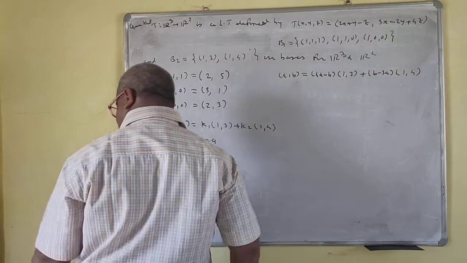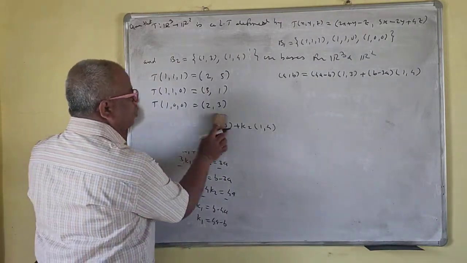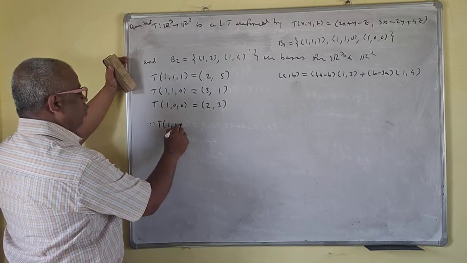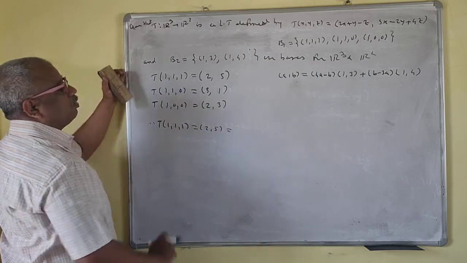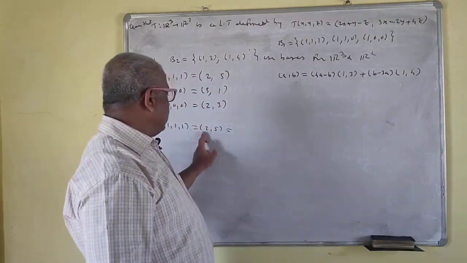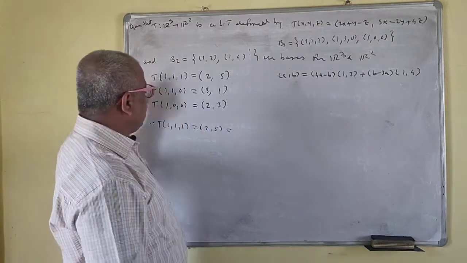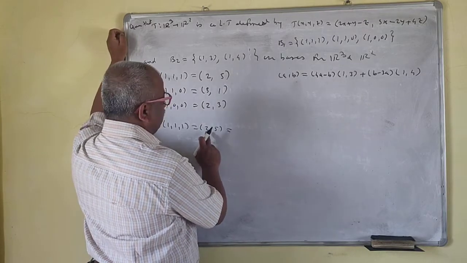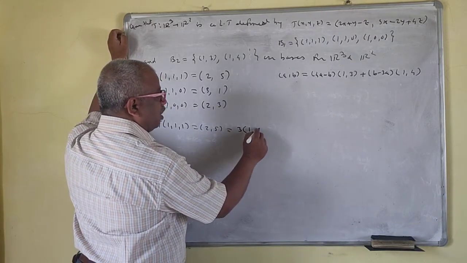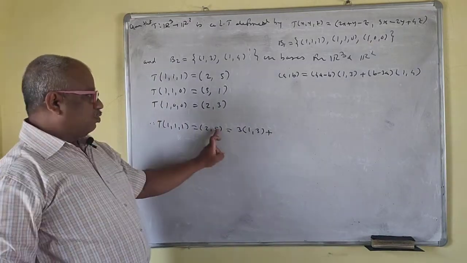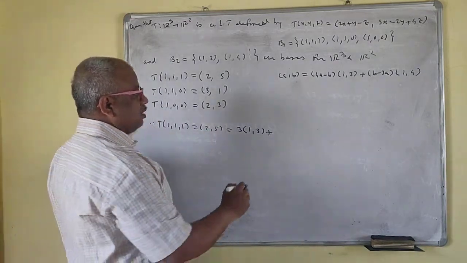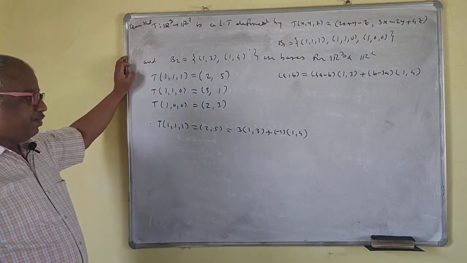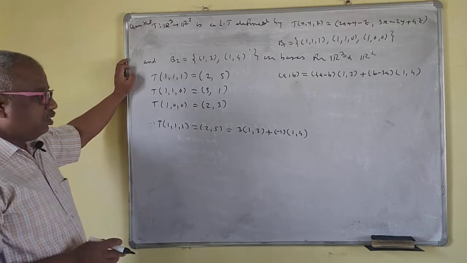So we don't need this, I will erase this. Therefore T of 1 1 1 is equal to (2,5). This is your a and this is your b. 4a minus b: 4 times 2 is 8, 8 minus 5 is 3, so 3 times (1,3), plus b minus 3a, which is 5 minus 6, so minus 1 times (1,4). Check once again, because if you make a mistake, you will get a wrong matrix.